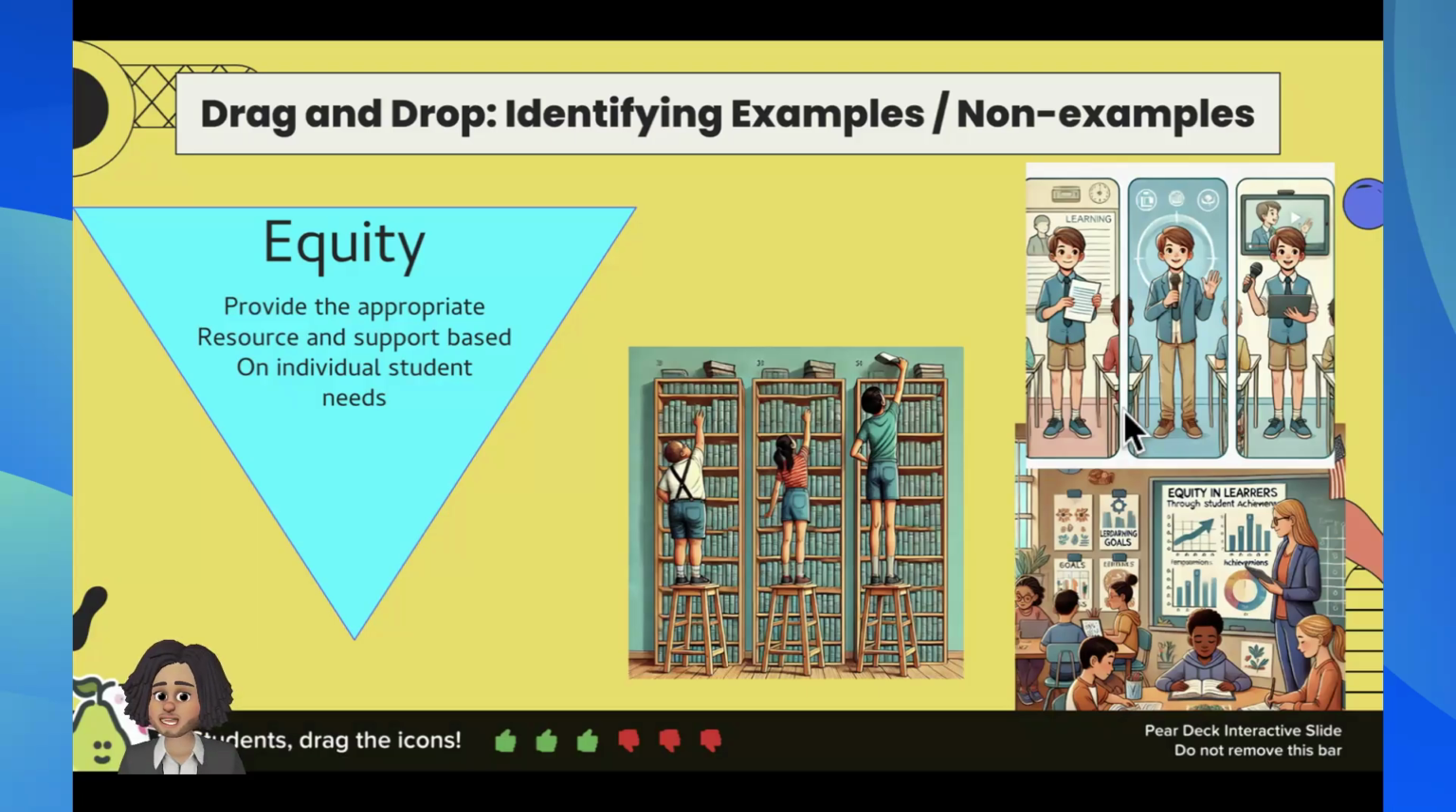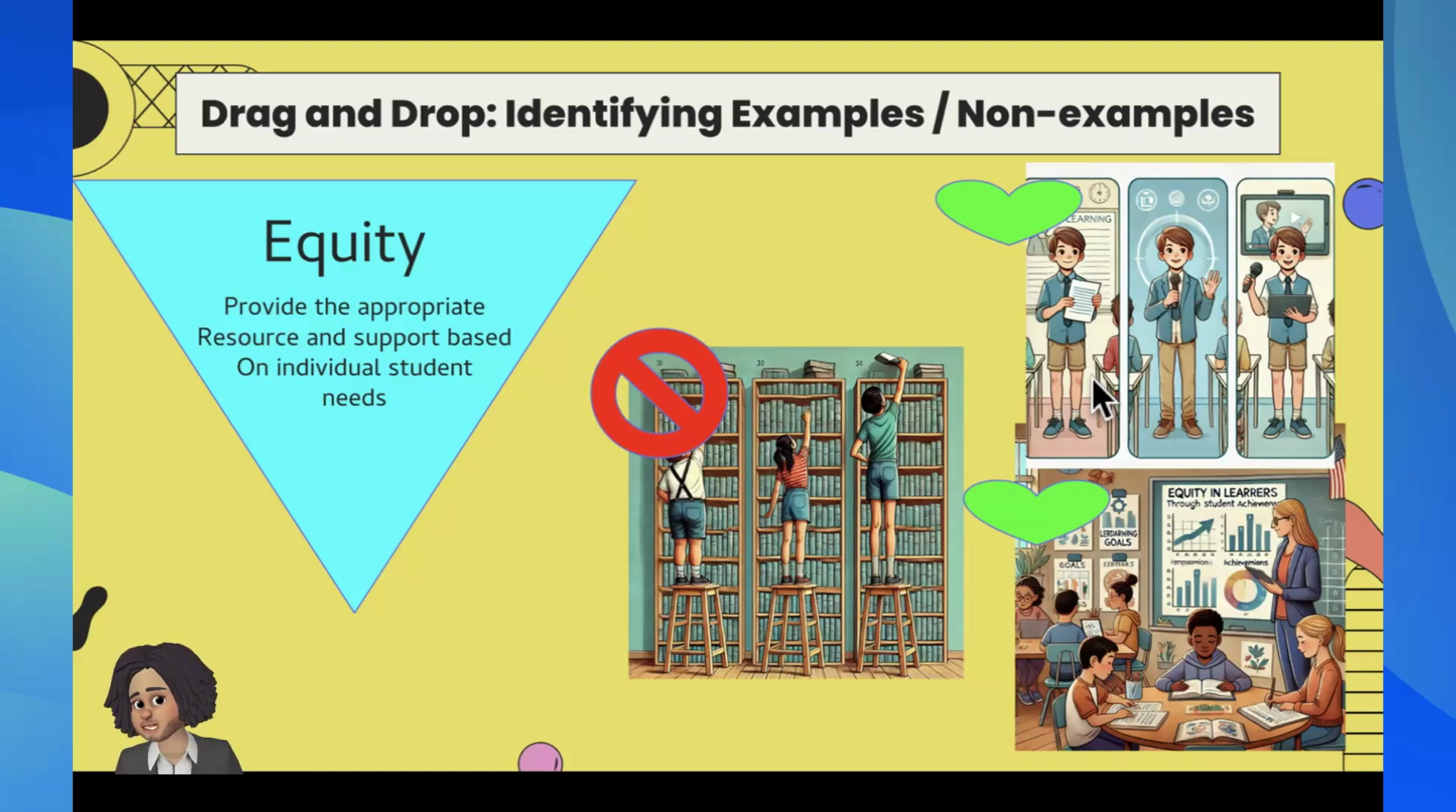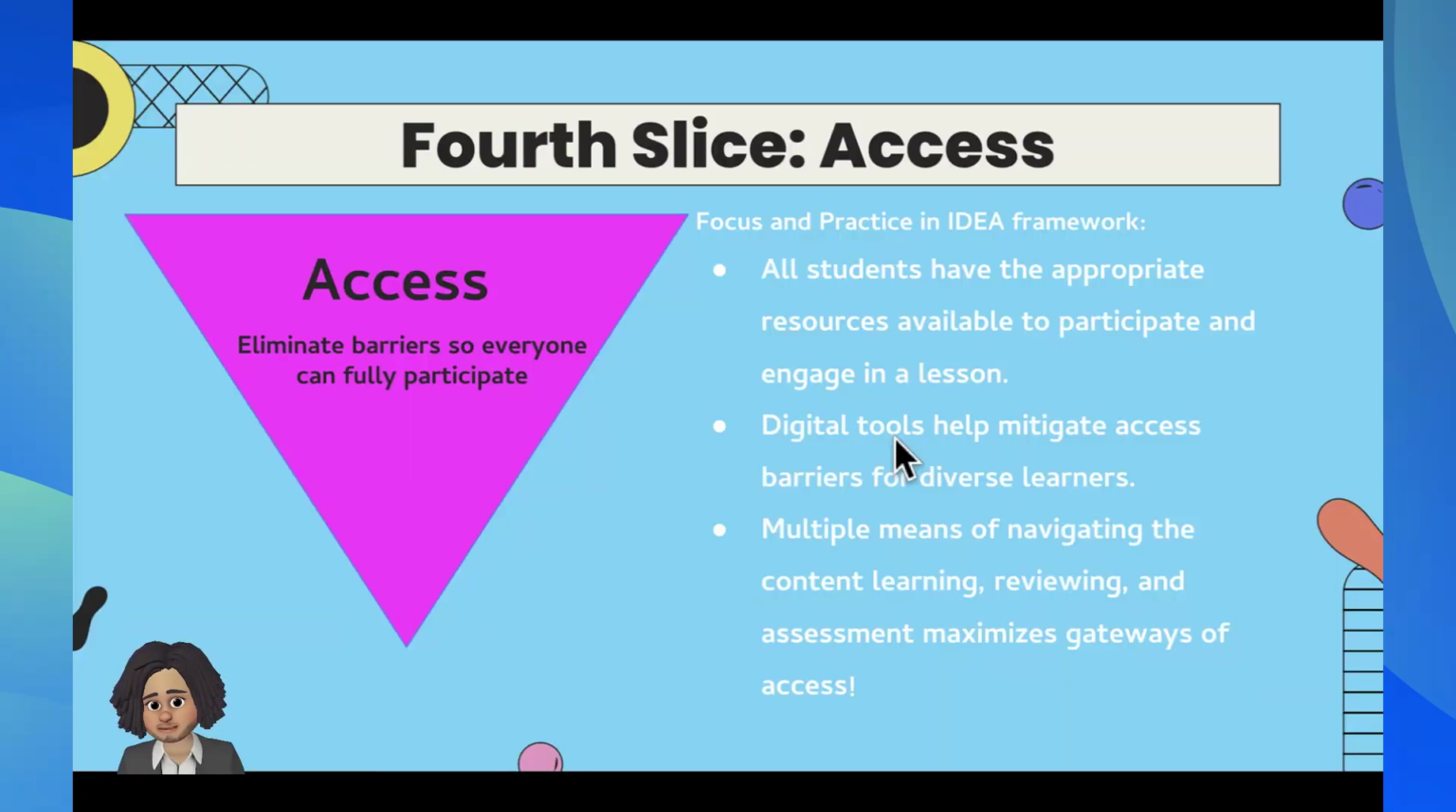Go ahead and pause the video one more time. Show me an example of equity and a non-example of equity. Pause. Ready to go? Let's go. If you chose that picture on the left, that is a non-example of equity. As you can see, all of them are on the equal size stool of support. However, they are already at different heights. That is what you call equal, not true equity. Equity will make sure that everyone has appropriate resources to achieve the same goals.